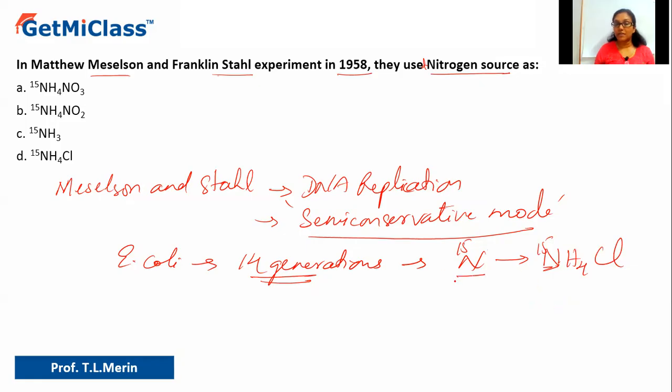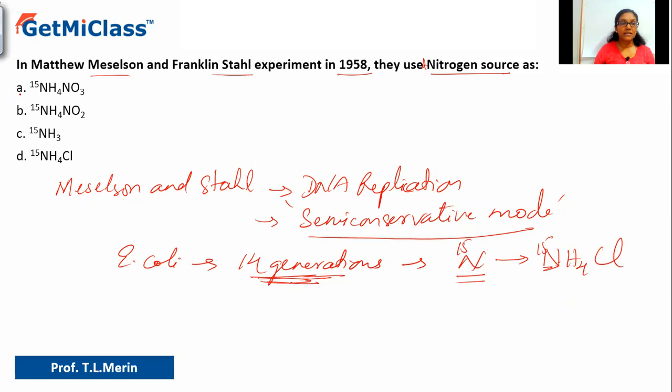So initially, when they took N15 as a nitrogen source, by the 14th generation, as I was saying, all the E. coli cells consist mainly of N15 DNA. So that means the newly synthesized DNA consists of N15. Okay, so let us see.